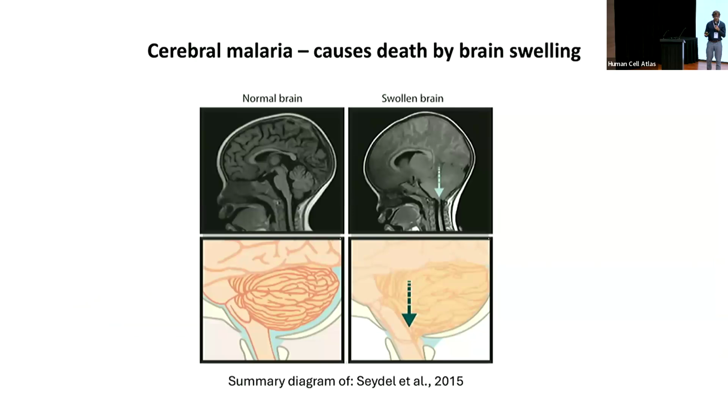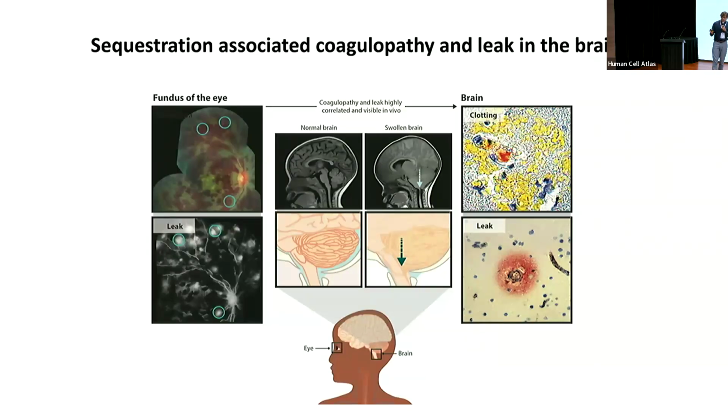Seminal work by my colleagues in Malawi using an MRI study established that brain swelling is a critical cause of death. The brain is in a closed box, and so if it swells, there's nowhere for it to go. This compresses the respiratory centers at the base of the brain, and you stop breathing. So this is an opportunity to understand how we might treat it.